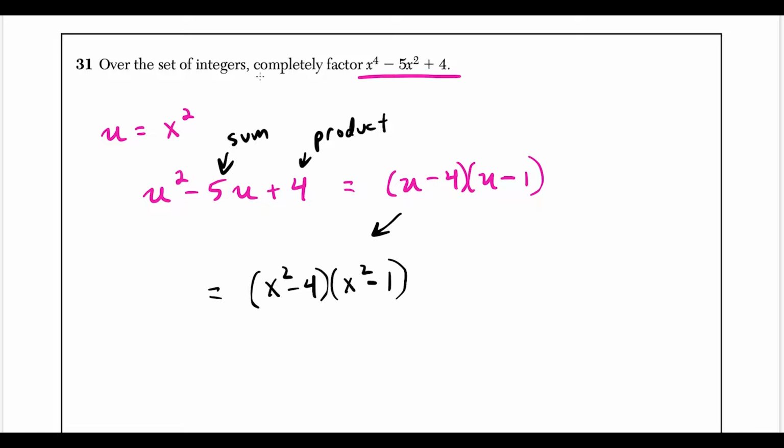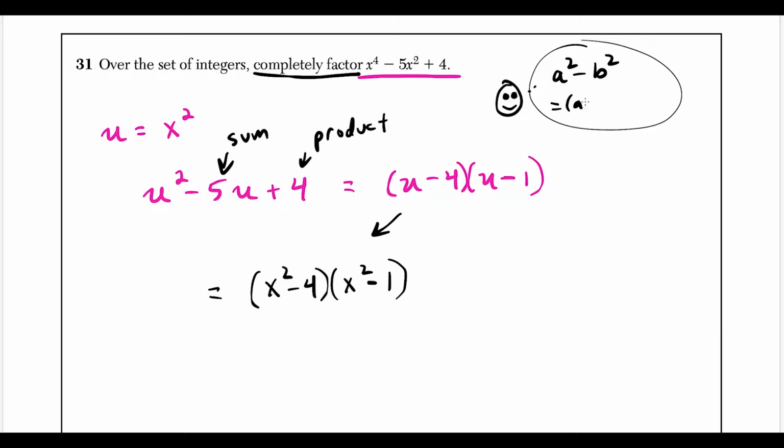Now, one thing here, when they say completely factor, that's usually their polite way of saying, hey, if you stop here, you're not going to get partial credit. You're going to have to go further. So what we're going to have to do here is think of a squared minus b squared, which is equal to a plus b times a minus b. We have two difference of two squares situations going on. So this will factor to x plus 2 times x minus 2, the first difference of two squares, and then the second difference of two squares is going to factor to x plus 1 times x minus 1.